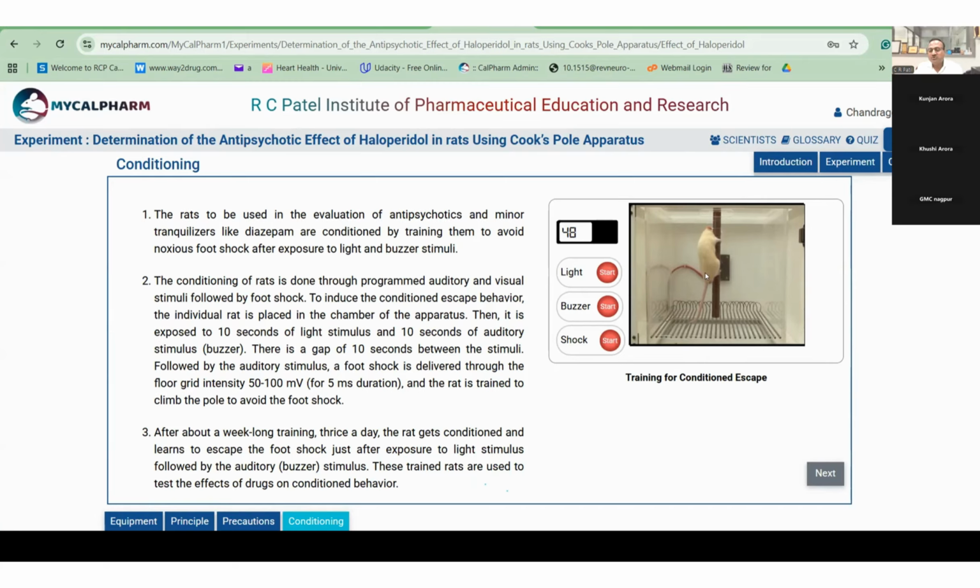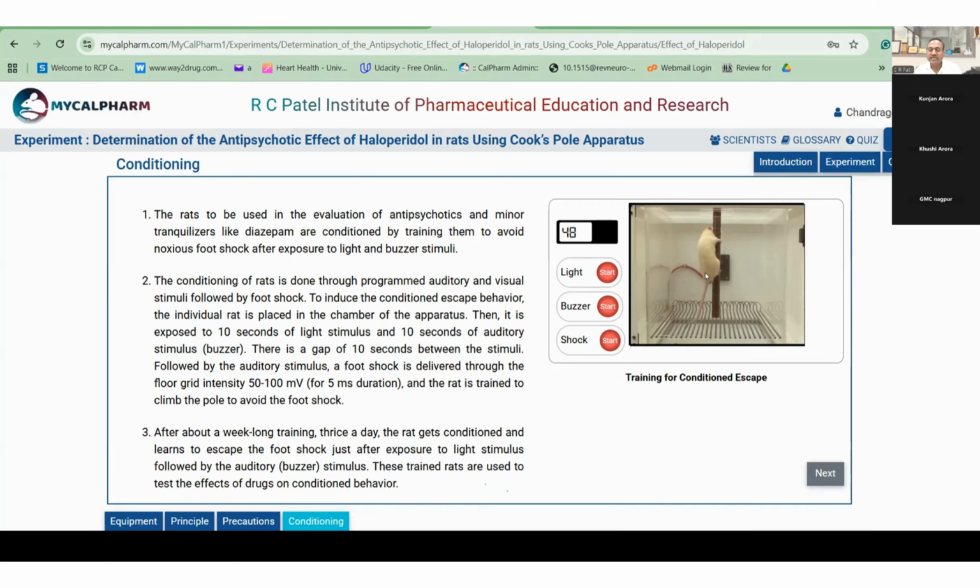But if you give a foot shock, then the animal will still be climbing on the central pole of this Cook's pole apparatus. Such experiments you cannot demonstrate in a wet lab because they are very hectic. You have to train the animals for a week. And then there is again biological variation. The animal will not be showing expected responses every time. But if you are using this powerful tool, you can very nicely explain to your students what is meant by conditioned response and how a particular class of drugs, antipsychotics, inhibit only the conditioned response and not the unconditioned response.